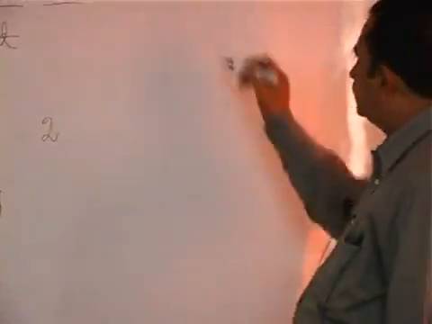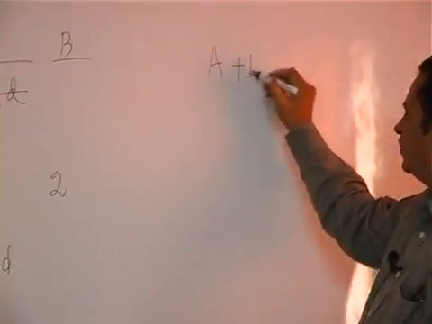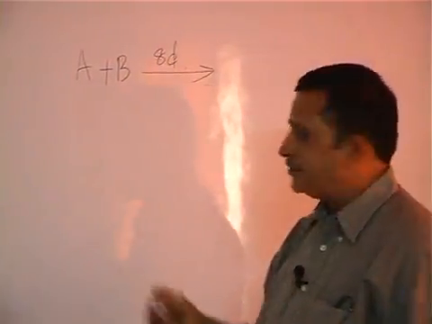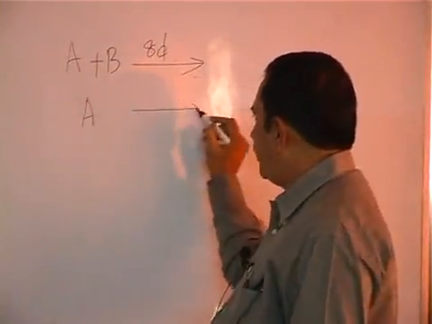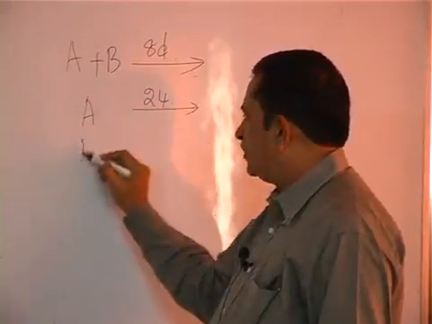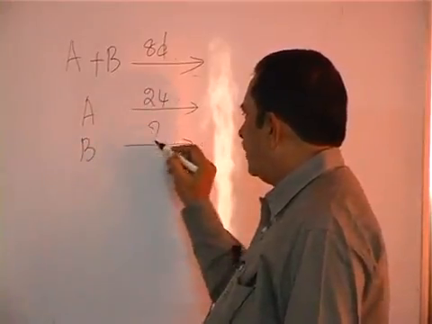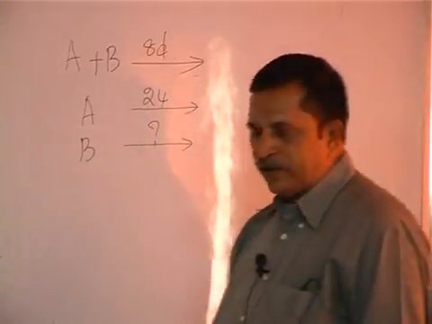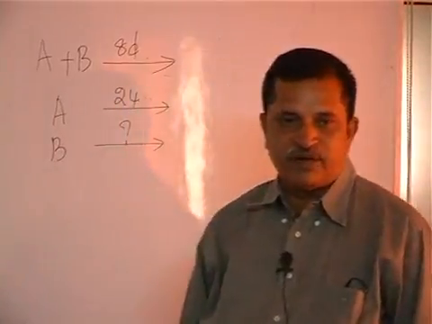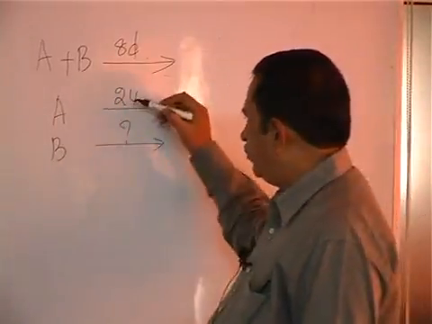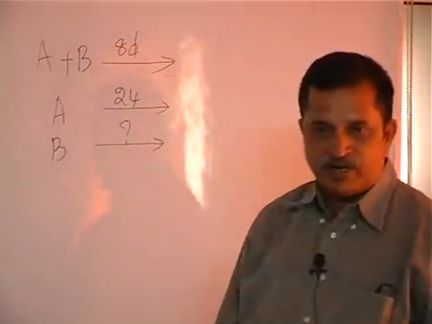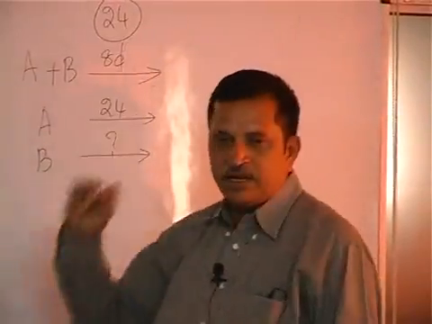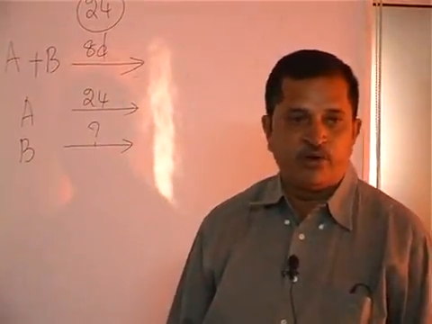Otherwise, our method. A and B can do a piece of work in 8 days, A alone in 24 days. In how many days can B alone do it? To decide the work into some units, we take the LCM of 8 and 24, which is 24. The total work is considered to be 24 units.